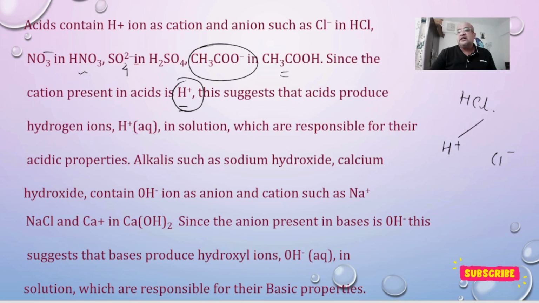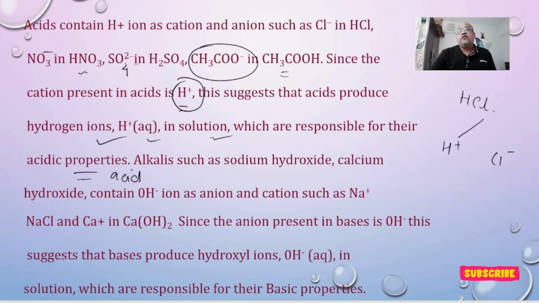So you see that the cation present in acids is H plus. This suggests that acids produce what? They produce hydrogen ions, that is H plus, in aqueous solution, which is responsible for the acidic property of the acid, right?